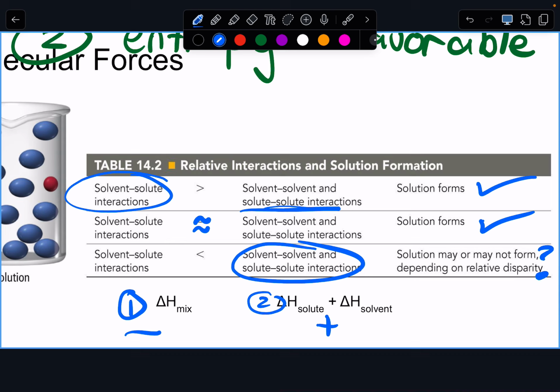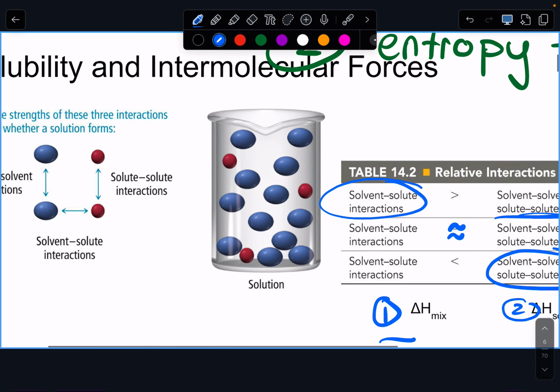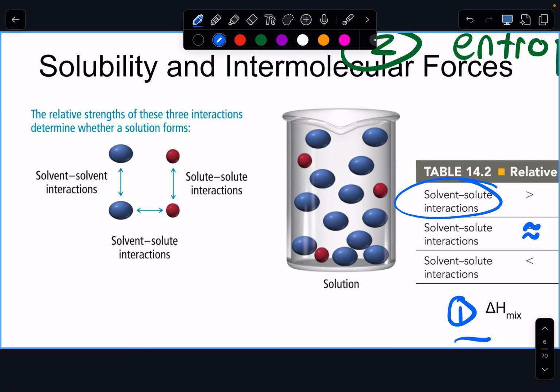Okay, now the last thing is we need to talk about what dictates the size of these. How do we know how big these arrows are? How much energy is required versus how much energy is released? How can we get a sense of that? And that all has to do with the intermolecular forces. Okay, so I love this because this basically summarizes all 3 steps. This is step 1, breaking apart those interactions.